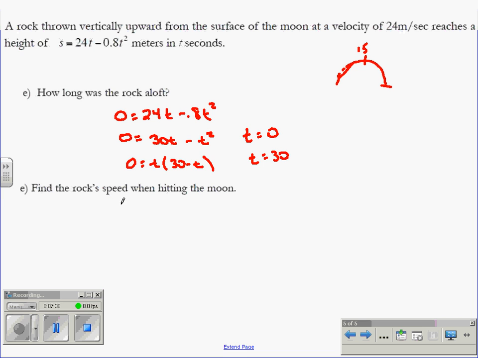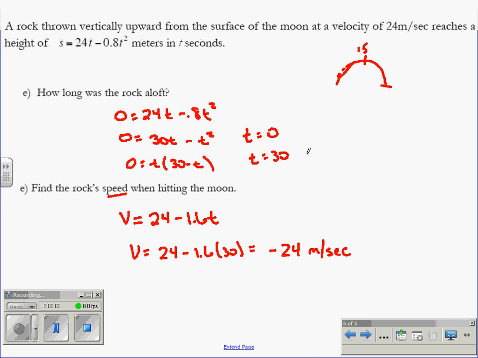And then find the rock's speed when hitting the ground. Speed is velocity. Velocity is the derivative. So the velocity then is going to equal 24 minus 1.6t. So then I would plug the 30 seconds into this. Again, let the calculator do the work, and I get a velocity of negative 24 meters per second. These times up here, of course, were in seconds. And then that would be the velocity of the rock when it hits the earth.